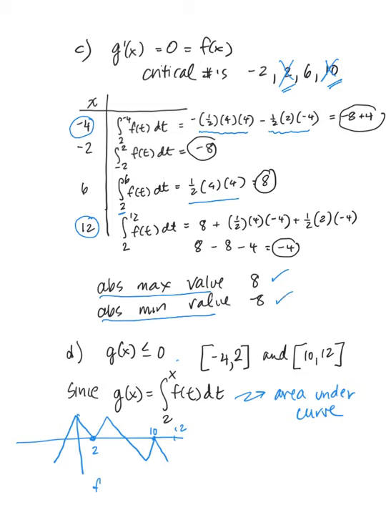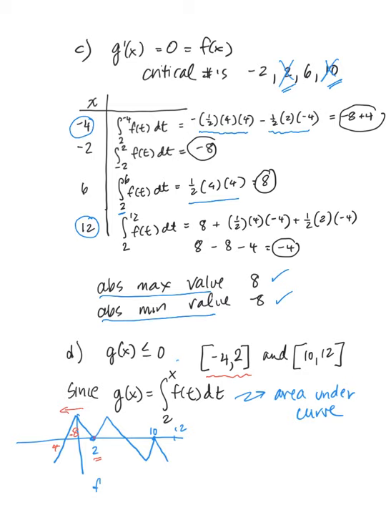Part D, find the intervals on which g is less than or equal to 0. And remember, g of x is the area underneath the curve from 2 to x. So what we're looking for is we want it to be negative. If we start at 2 and go backwards, this first area was +8, but if we're going backwards, it becomes negative, and this part here would become +4, but we're still going to get negative values for g. So our first bit is from -4 to 2.